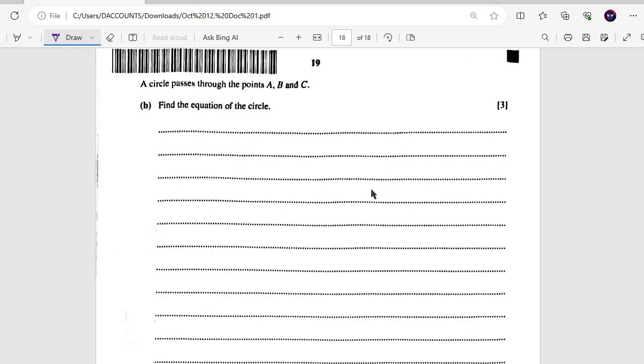That's it. That was the last question on this paper. The last one says a circle passes through the points A, B, and C. Let me rewrite: point A is (6, 4), point B is (P, 7), and P is now 3, while point C is (14, 18). The circle passes through the points A, B, and C. Find the equation of the circle.